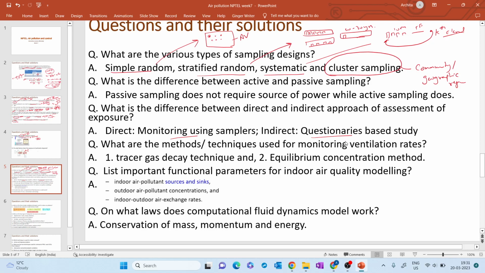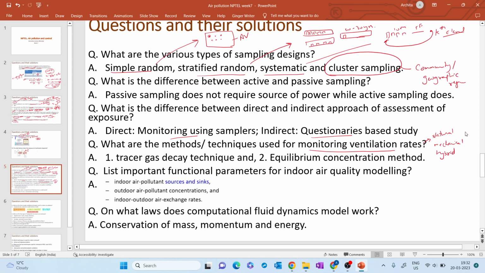Next question is about the techniques that are used for monitoring ventilation rate. We have seen in the last lectures that ventilation rate is very important, because it helps us understand how much air is being circulated in a particular household. And we know that there can be a natural ventilation system, a mechanical ventilation system, and a hybrid ventilation system.